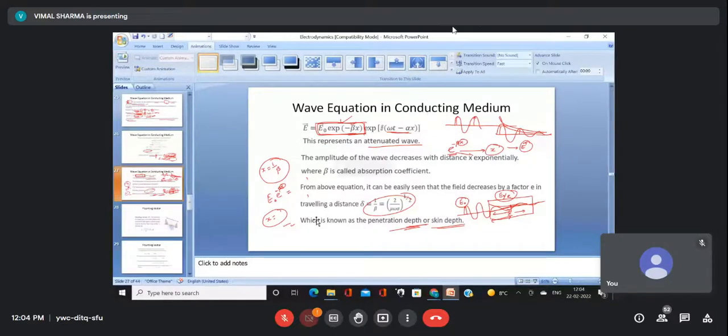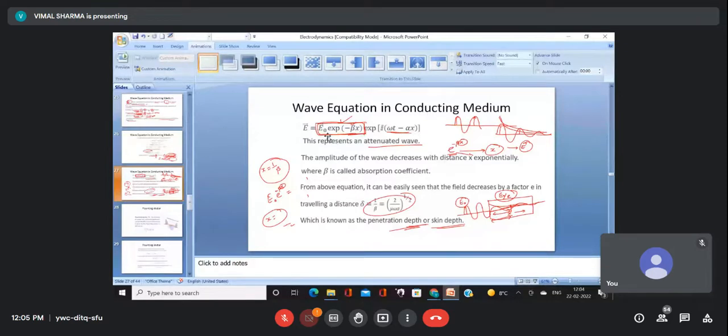So yesterday we talked about the electromagnetic wave propagating in a conducting medium. When it propagates through a conducting medium, it is observed that the electric field component of that electromagnetic wave is represented like this, and we can see that the amplitude of this wave depends on x. It is an x-dependent amplitude, and this decays exponentially with distance moved through the medium.